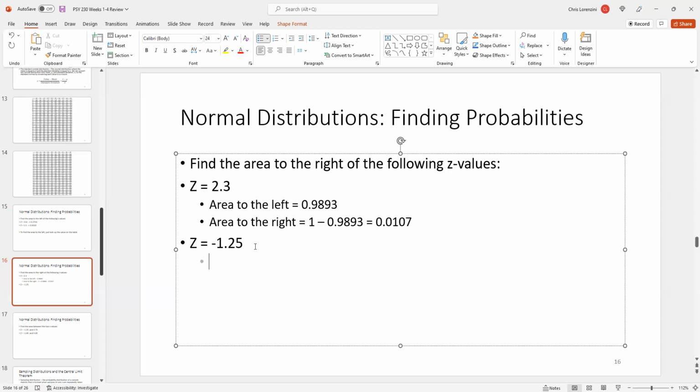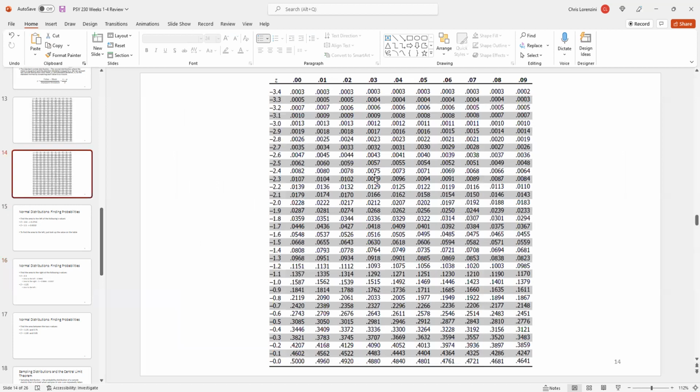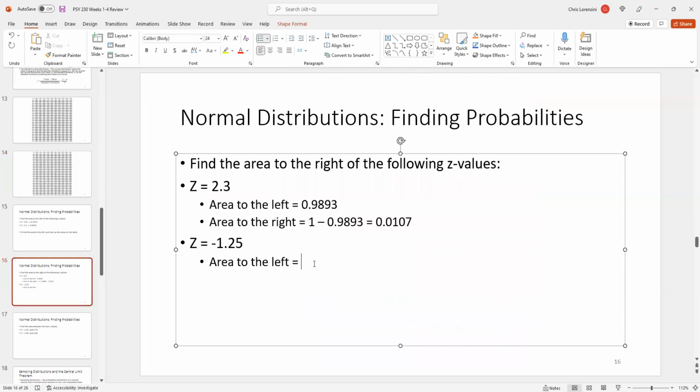And then we'll do the same thing with negative 1.25, find the area to the right. First thing we want to do, though, is look up the area to the left. Negative 1.25. I'm going to come over here. This is the first one we've had that second digit. So I'm going to come down here on the left, look up negative 1.2. And then I'm going to come over to the 0.05 column right here. Negative 1.25, 0.1056. So that's the area to the left, 0.1056.